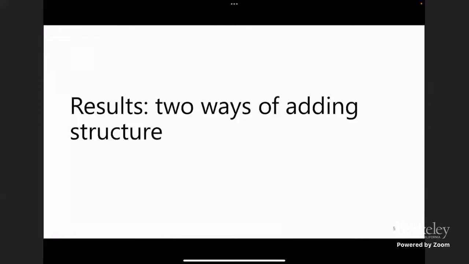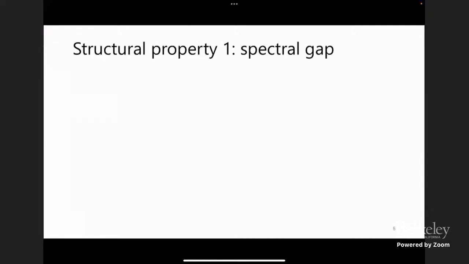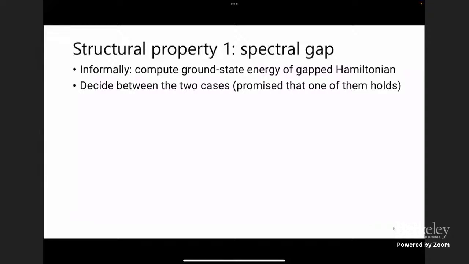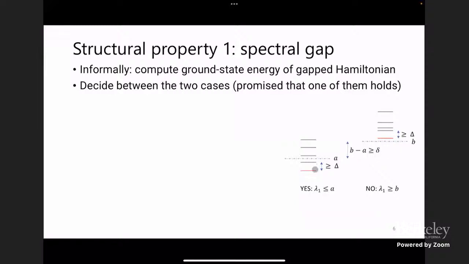So in this work, we'll look at two ways of adding structure to the problem. The first structural property we'll study is the spectral gap. The spectral gap is simply the difference between the two smallest eigenvalues of the Hamiltonian. We want to study a variant of the problem where we are promised to have some spectral gap. So we want to decide between two cases. In the yes case, the ground state energy is smaller than some threshold A, and in the no case, it's larger than some threshold B. B and A are separated by some value delta, little delta, which is the promise gap. The spectral gap is the difference between the smallest two eigenvalues, and in both the yes and the no case, we are assured that it's at least large delta. These two are the important parameters in the problem: little delta is the promise gap and capital delta is the spectral gap.